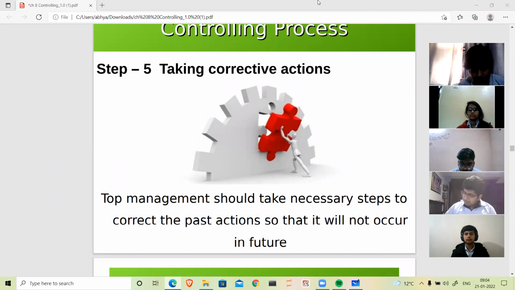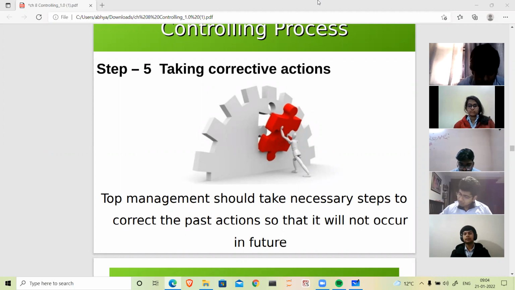So this decision could be taken only when we have done the previous step, and up to this step we will be going only when the deviations are negative, not positive. In positive deviation, there is no need of taking any corrective step. There we will be just re-estimating, revising the targets. Clear? So taking corrective action means trying to remove the obstacles in achieving the targets.